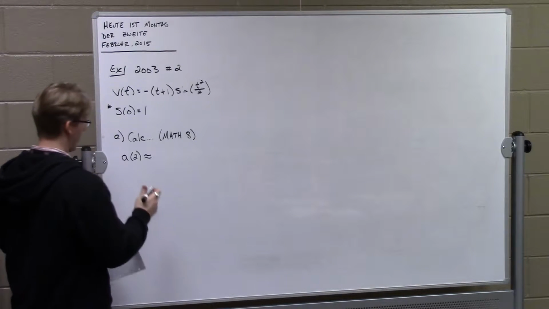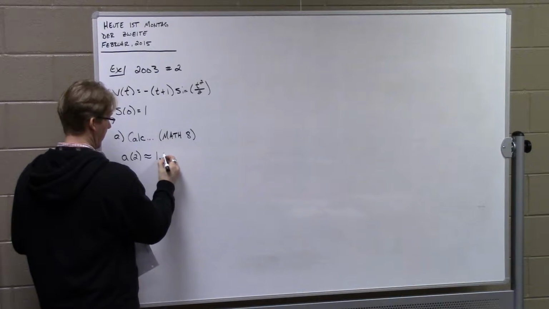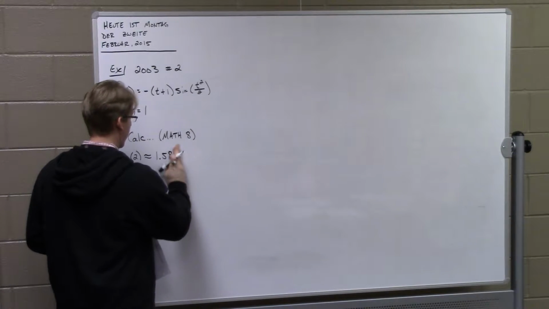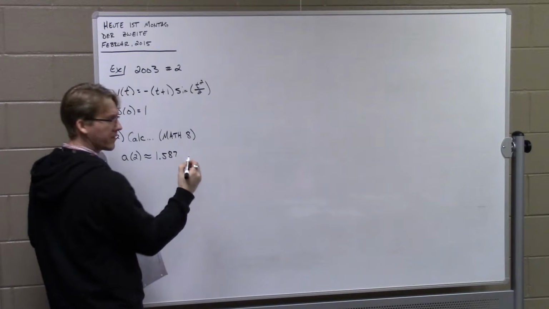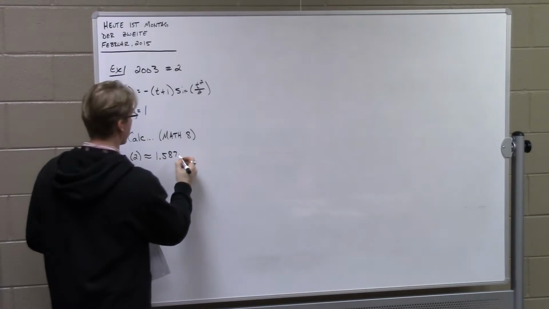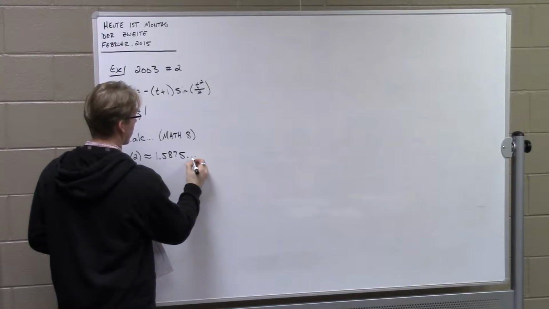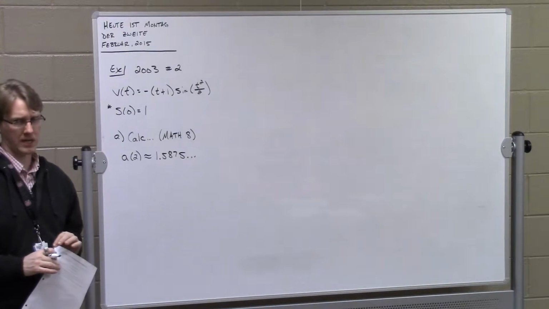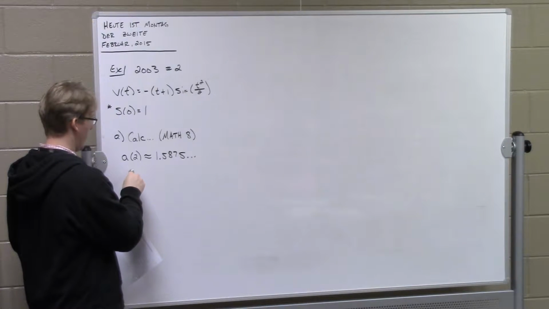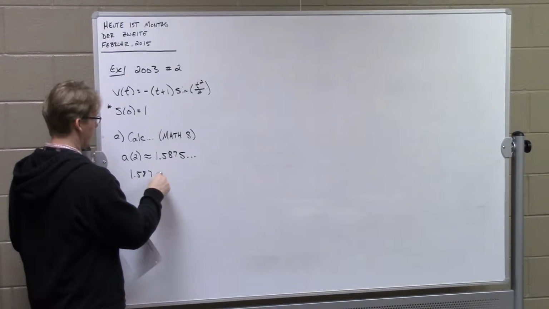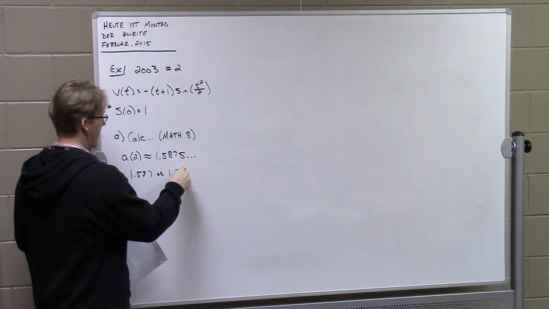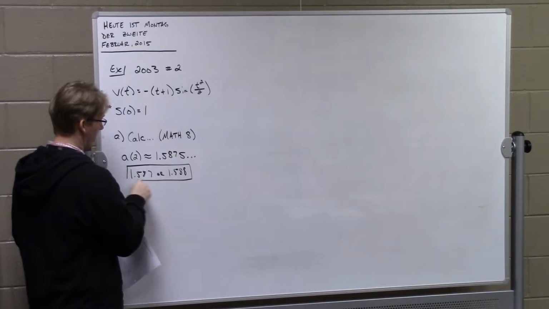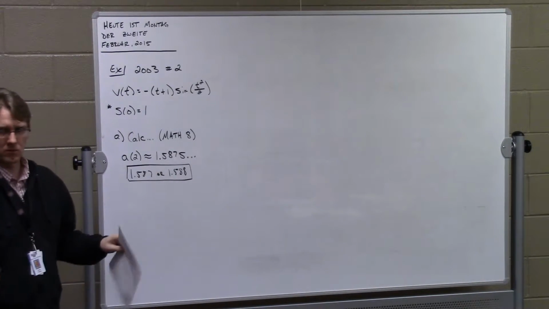1.5875. Okay, give me 3 decimal places. 1.588. Alright, so here's the deal with the calculator. On the AP test, they will either take the rounded answer or the truncated answer. So if you had put either 1.587 or 1.588, you would have gotten credit on that. So either truncate it, just cut it off, or round it, whichever one makes you happy.